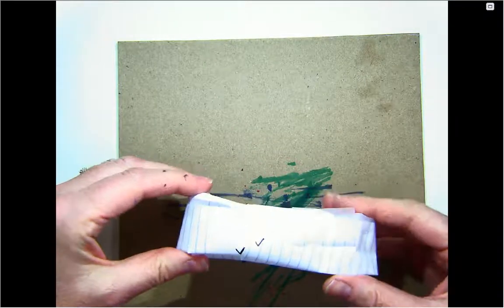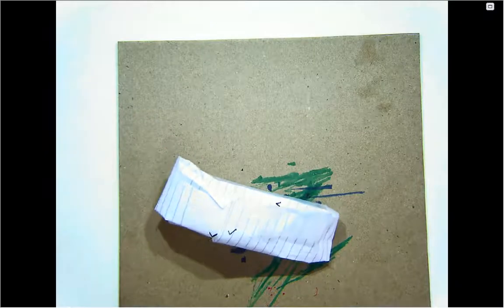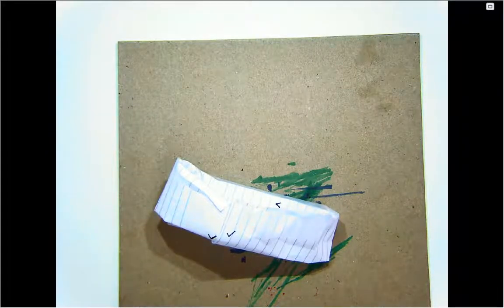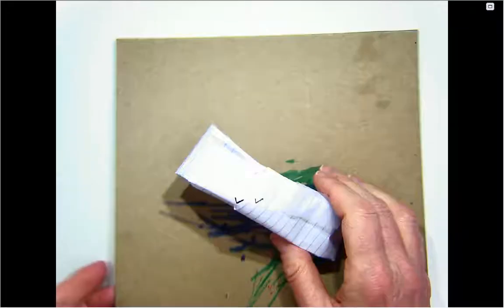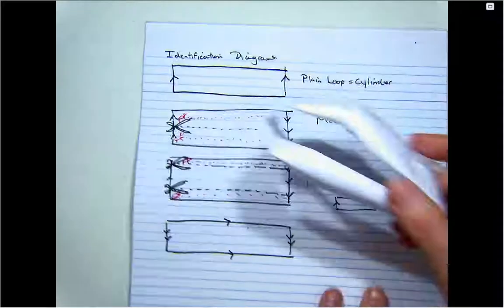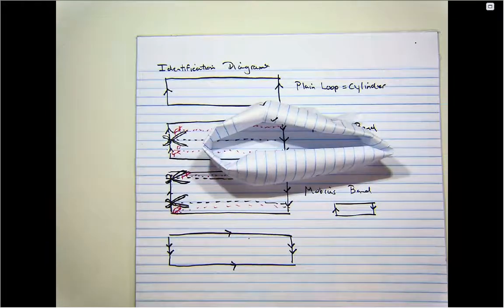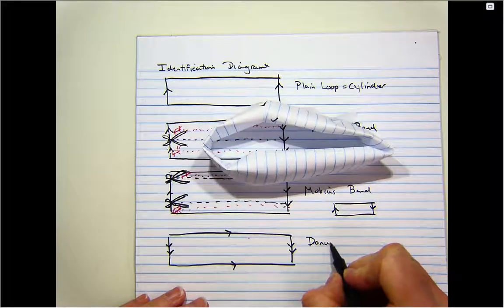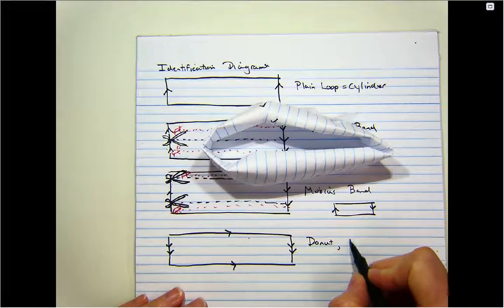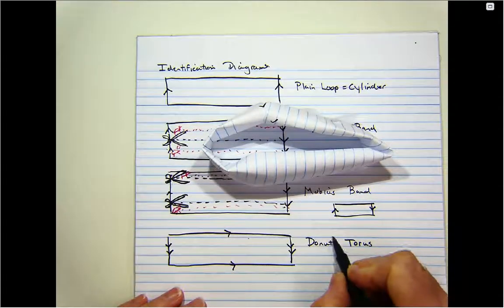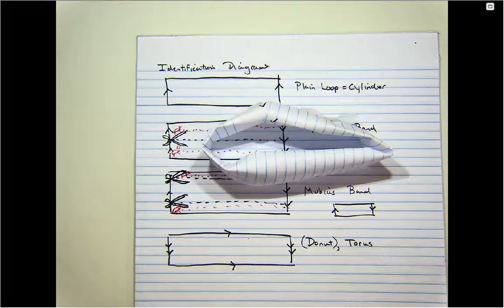And ours is paper, so it kind of crushed itself. But if we had a nice flexible piece of rubber that we were doing this with, then it could be an inner tube for a tire. So the identification diagram that we have here then is for a donut or a tire, an inner tube. The actual math name is torus. But you can call it a donut if you want to, or an inner tube, and I will know what you're talking about.